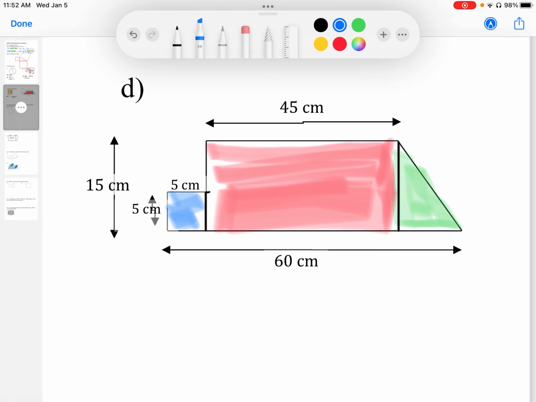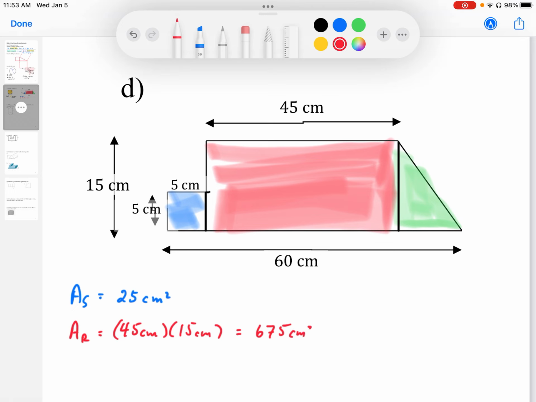And I can find those 3 areas separately. So I'm going to first find out the area of the square. So the area of the square is going to be 5 squared, so that's going to be 25 centimeters squared. The area of the rectangle, well, I need the height and the width of that rectangle. It's going to be 45 centimeters wide times 15 centimeters tall. Okay, so that's going to give us a total area of 675 centimeters squared.